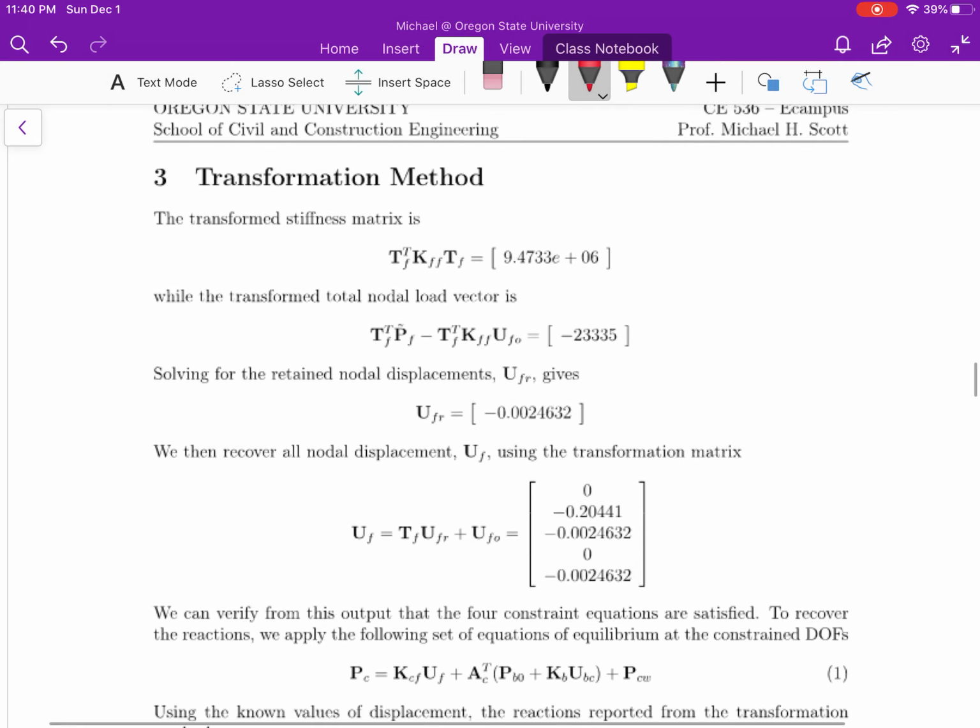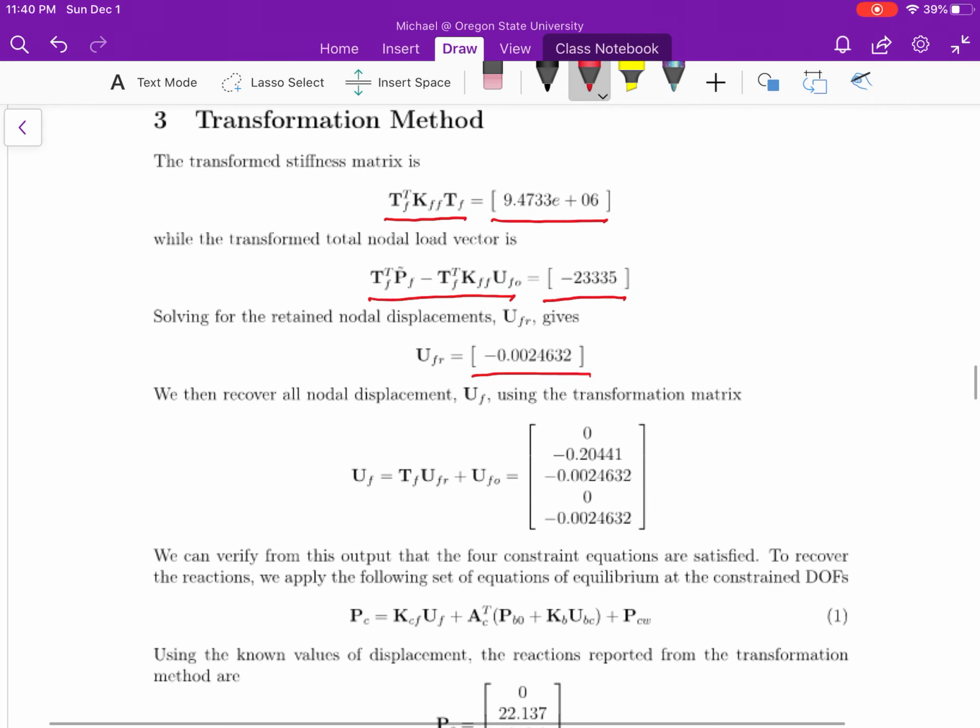Okay, so what happens with the transformation method? Well, we can show that the transformed stiffness matrix is just going to be a scalar value. And then the transformed load vector on the right-hand side is also going to be a scalar value. Solving this one equation, we get our one and only retained displacement, which is shown there. And then we can recover all of our nodal displacements through our transformation equation.